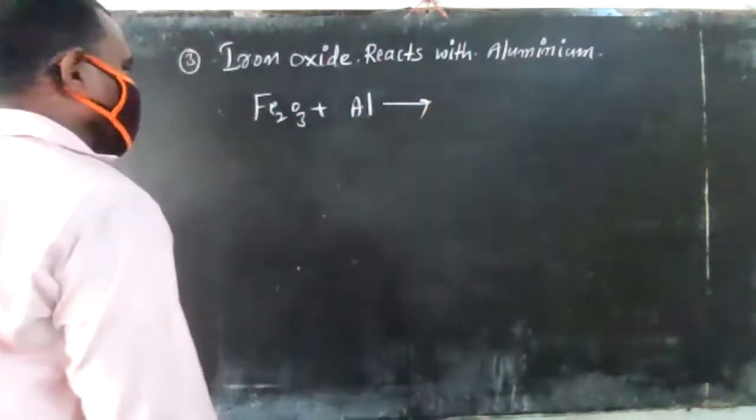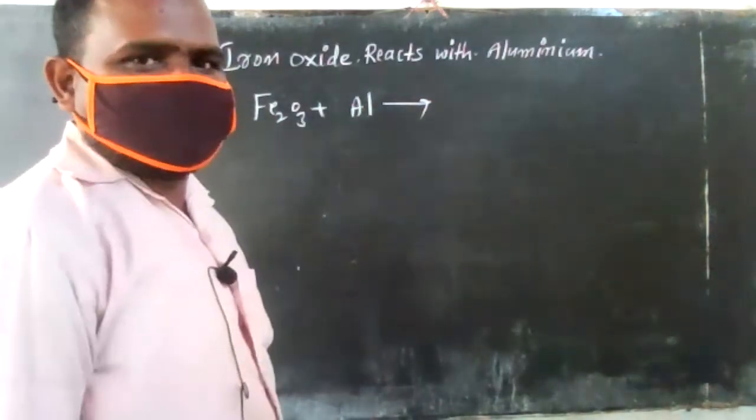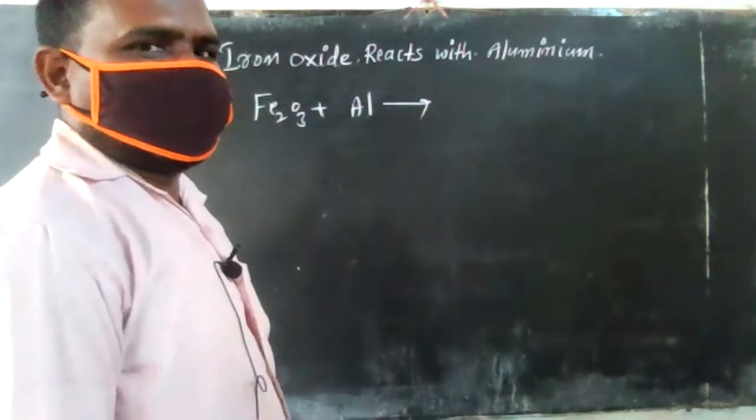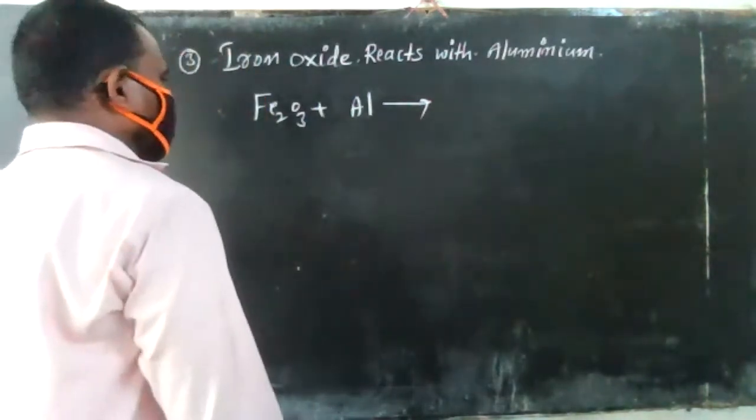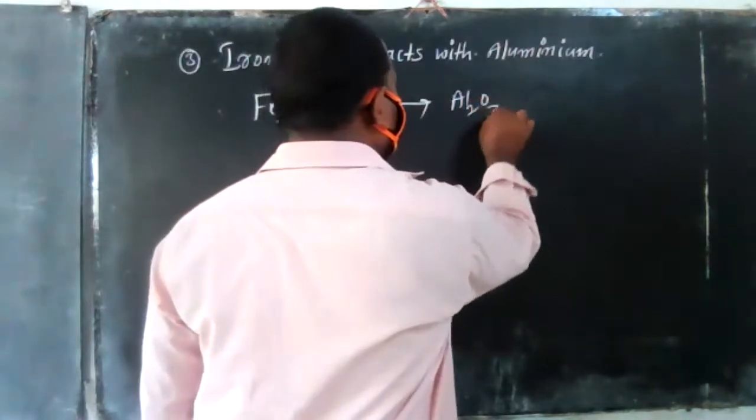So Fe2O3, iron oxide. What is the chemical name? Ferric oxide. Excellent answer.